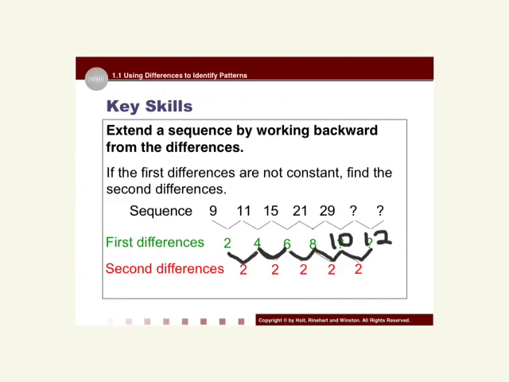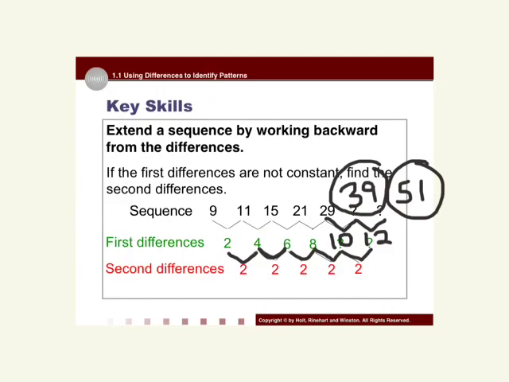So if we keep these differences going, 29 plus 10 is 39, and 39 plus 12 would take you to 51. So the two missing numbers are 39 and 51. We found those two numbers by working backwards using what we call the differences. That's the mathematical way to do these problems.